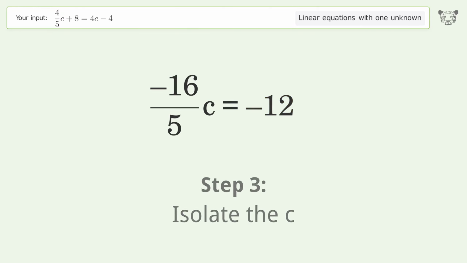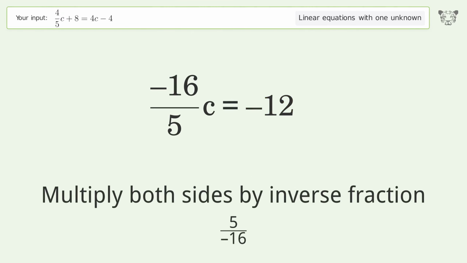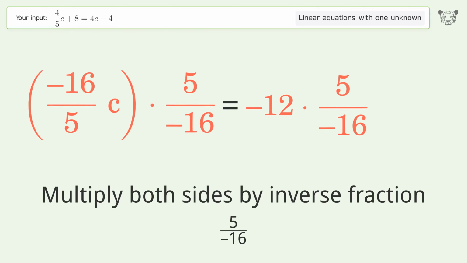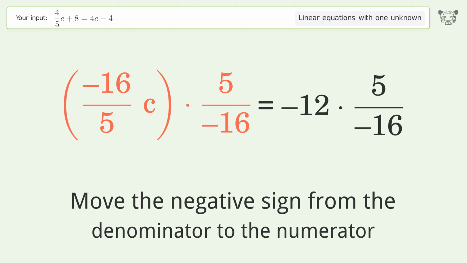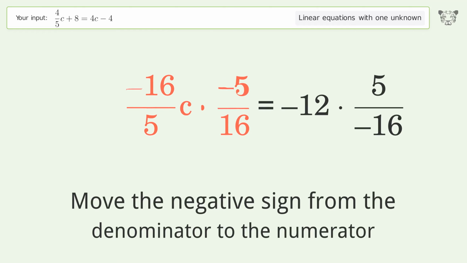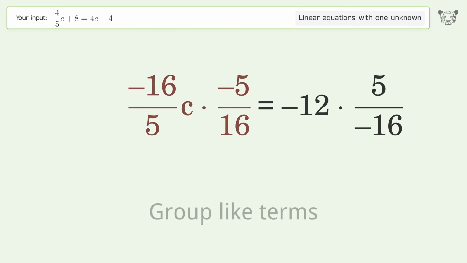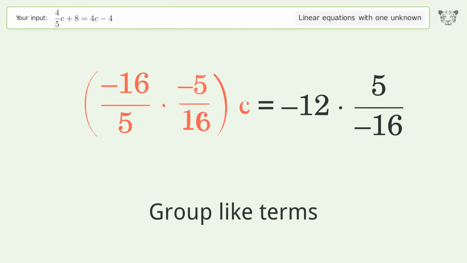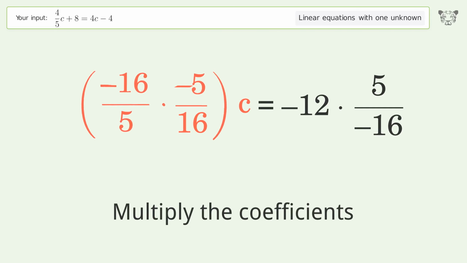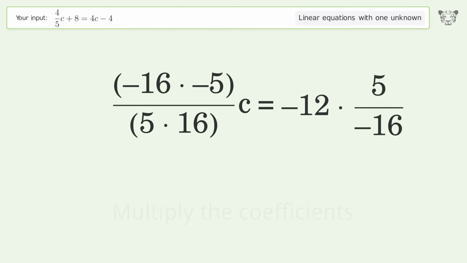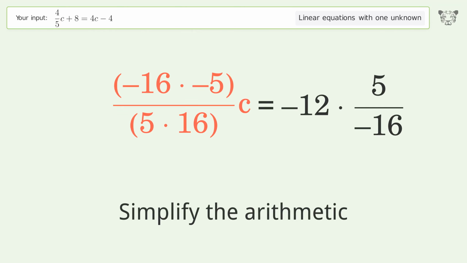Isolate the c. Multiply both sides by inverse fraction 5/-16. Move the negative sign from the denominator to the numerator. Group like terms. Multiply the coefficients. Simplify the arithmetic.